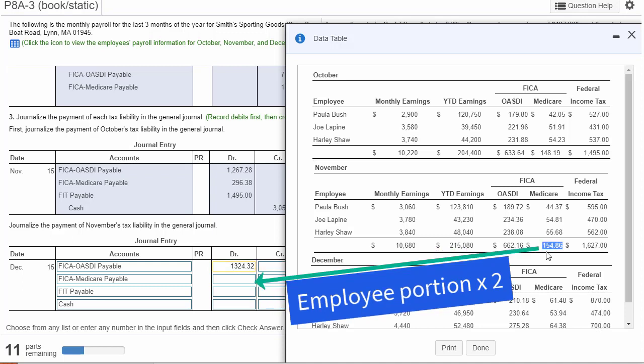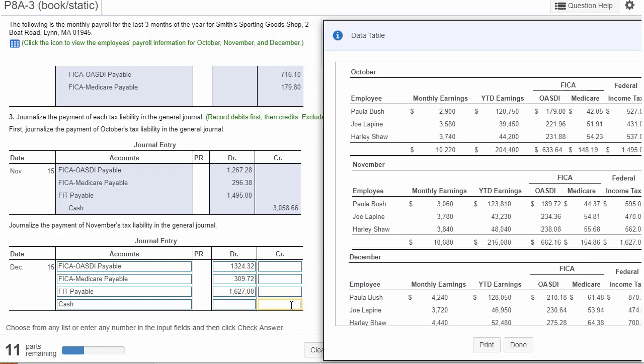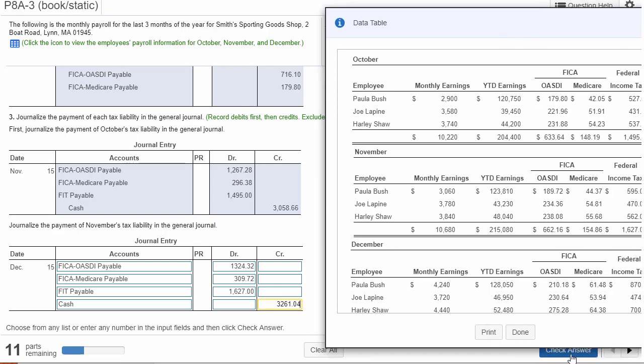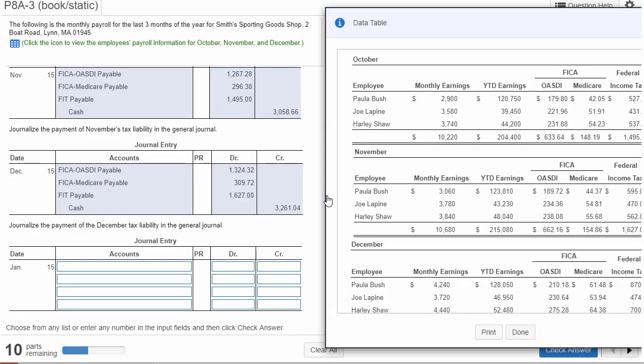And then for Medicare, we need to double 154.86 because remember, we're paying both the employee portion and the employer portion. So 154.86 times 2 is 309.72. And then FIT payable, we got 1627. Then we're going to add these three numbers up, add up the debits. That equals our credit of 3261.04. Check our answer. Fantastico.